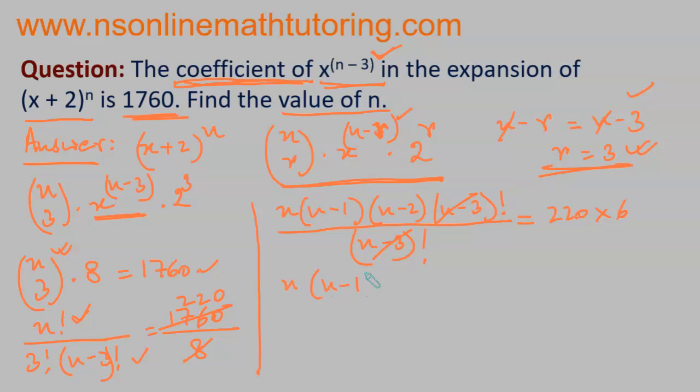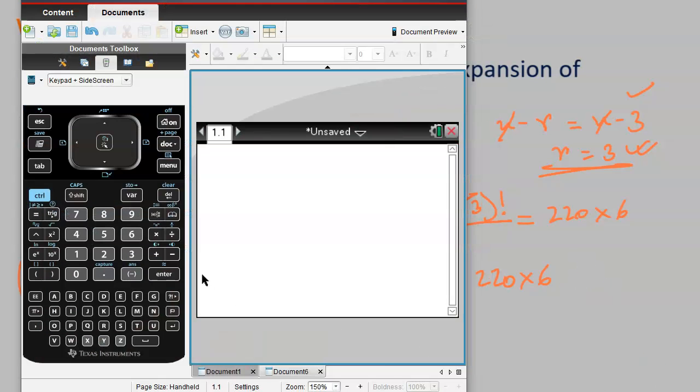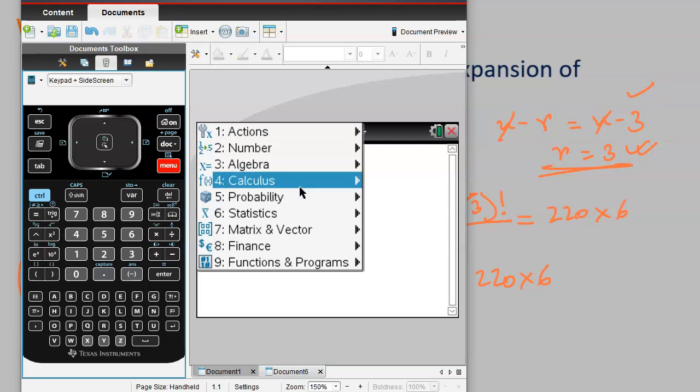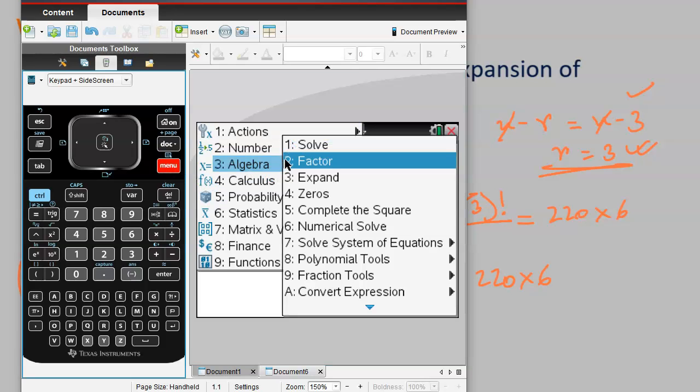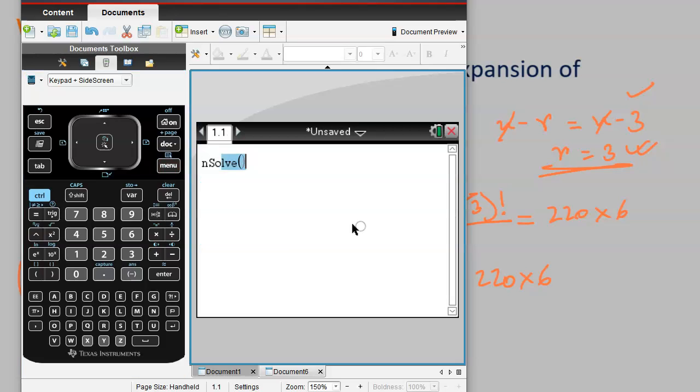times n minus 1 times n minus 2 equal to 220 times 6. And we have to find the value of n. For this, we need a calculator. Okay. So we'll be taking up the TI Inspire CAS calculator, and we can use the InSolve. So we come to menu and then algebra and then numerical solve.